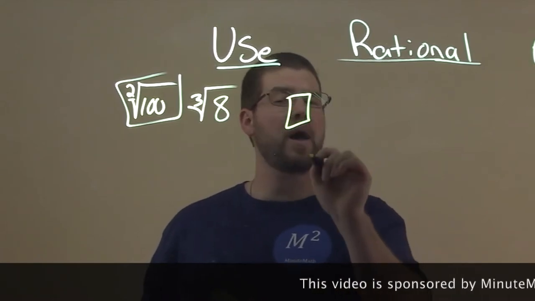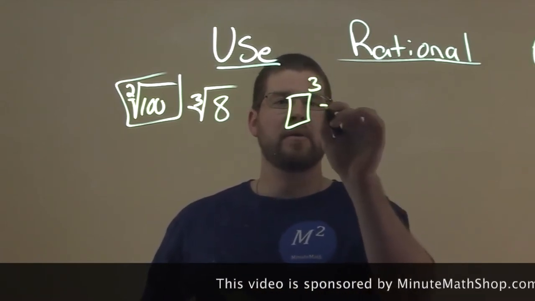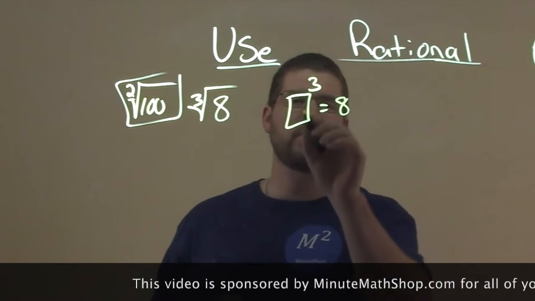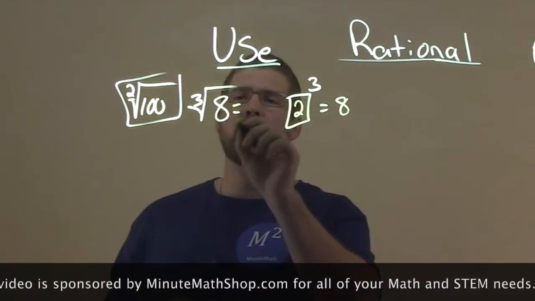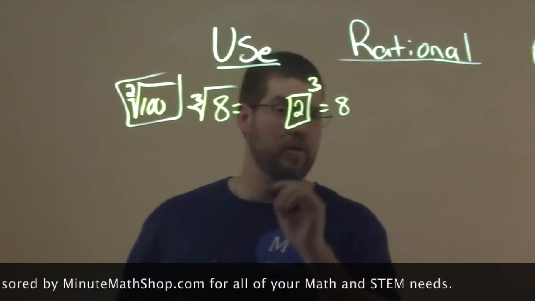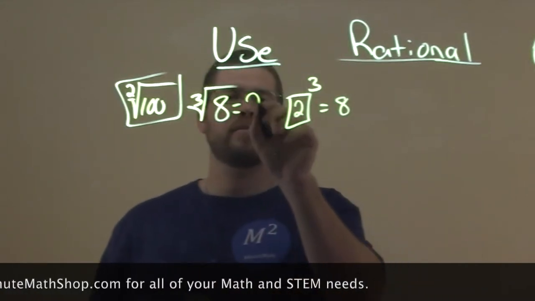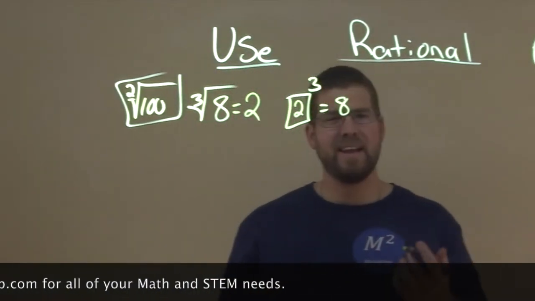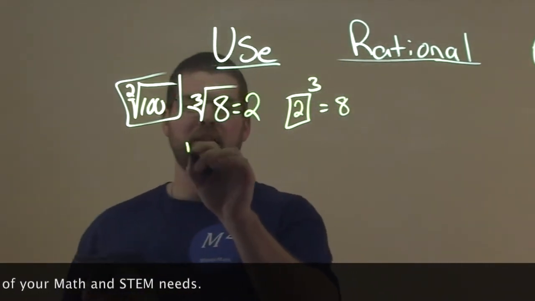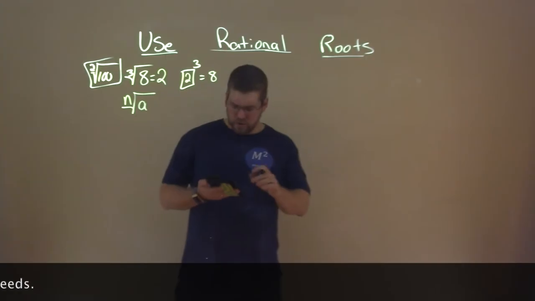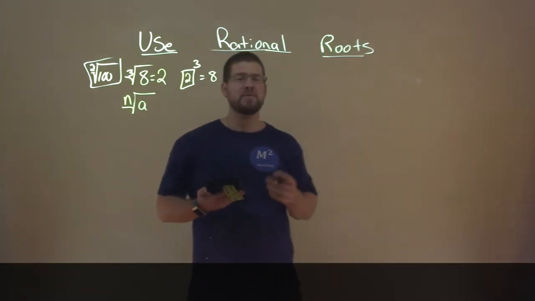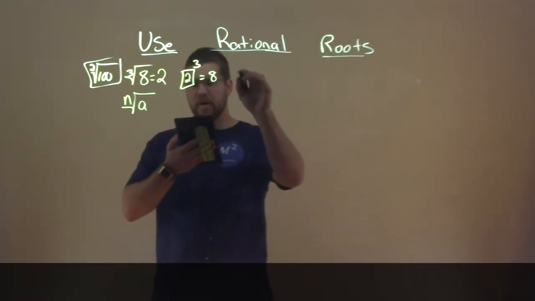What number here, fill in the box, to the third power is equal to 8, and that number is 2, right? 2 to the third power is 8, so the cube root of 8 is 2. And this can be anything. A lot of times we'll see what we call the nth root of a number, okay? So let's dive right in and see some examples with this.